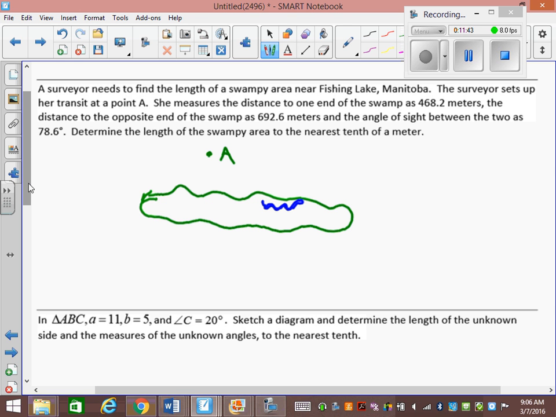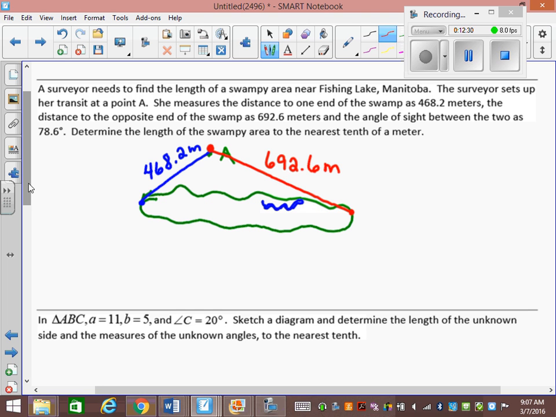She measures the distance to one end of the swamp as 468.2 meters. If I say it's to this one instead of this one, does it matter if it's not right? Just pick a side, believe in it, and go for it. Okay. The distance to the opposite end of the swamp is 692, and it looks like it's a little bit more, so that's why I saved it for that one, but it'll be fine. So to the other end, it's 692.6 meters.